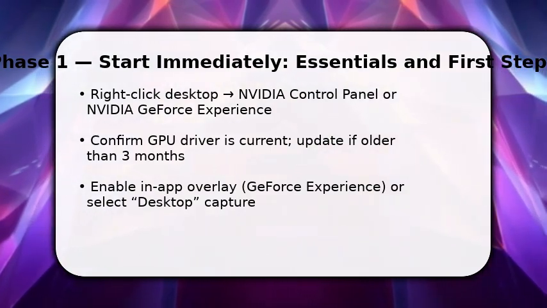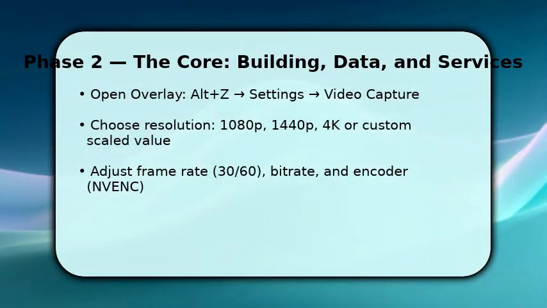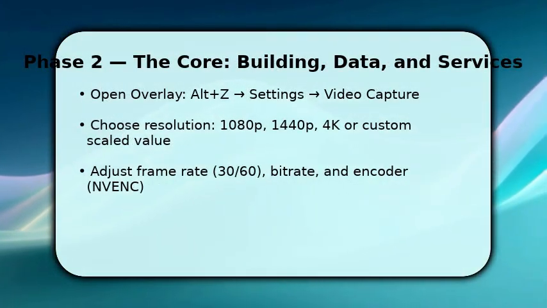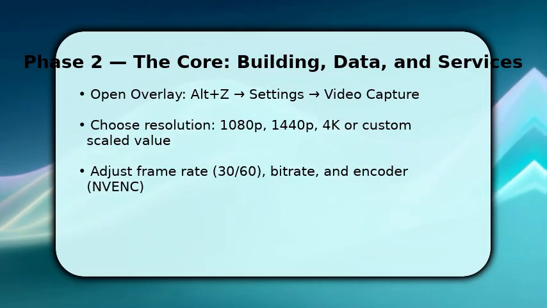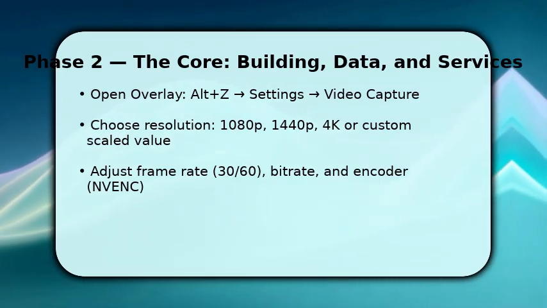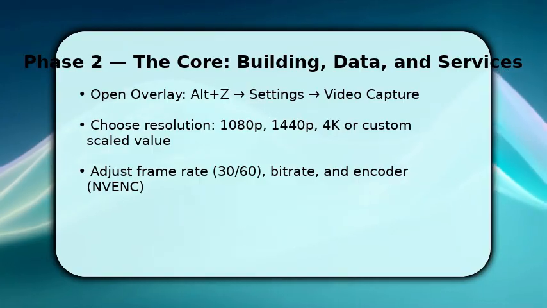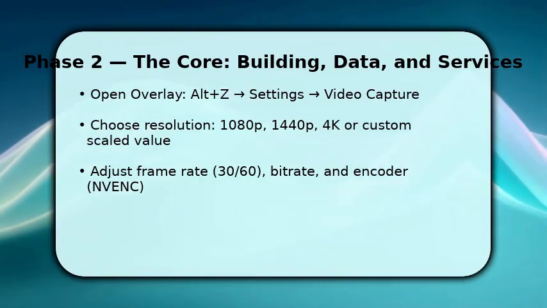You now pick the exact resolution. Open the overlay with Alt+Z, go to Settings, then Video Capture. Choose a preset like 1080p, 1440p, or 4K, or enter a custom scaled value if you need a specific pixel size.